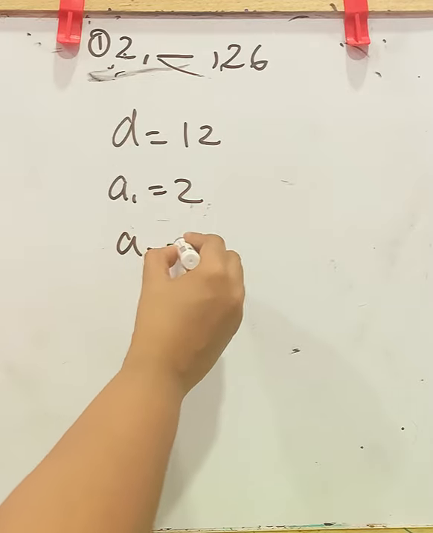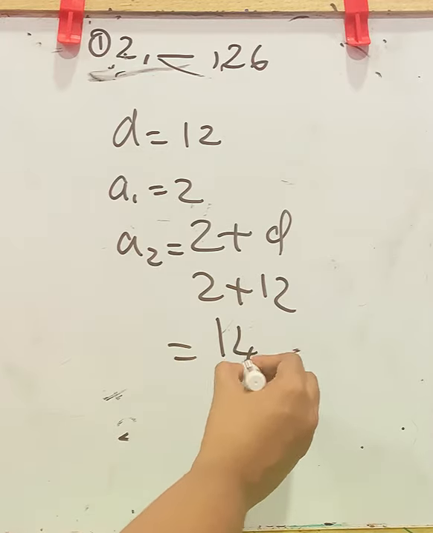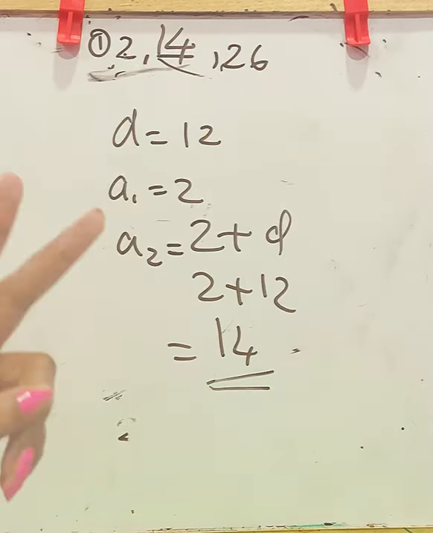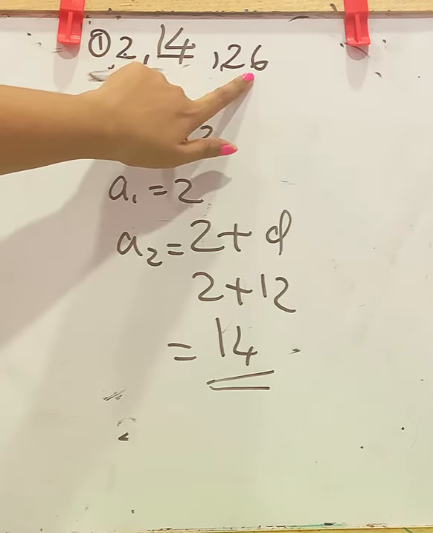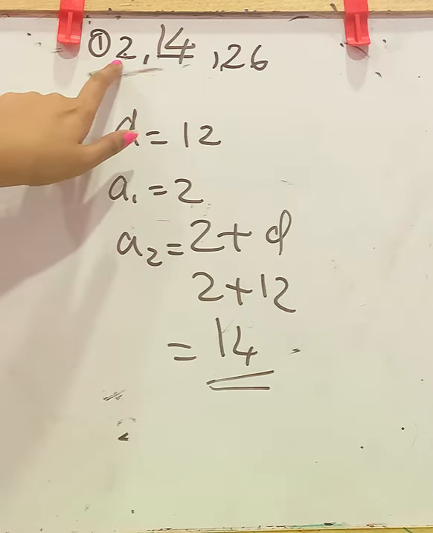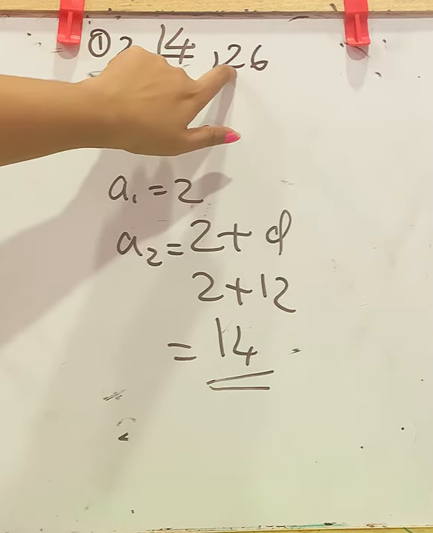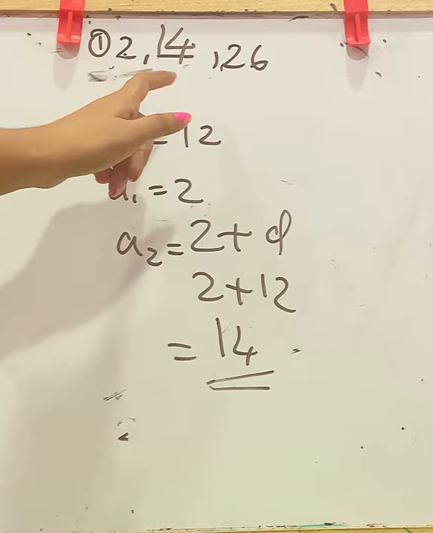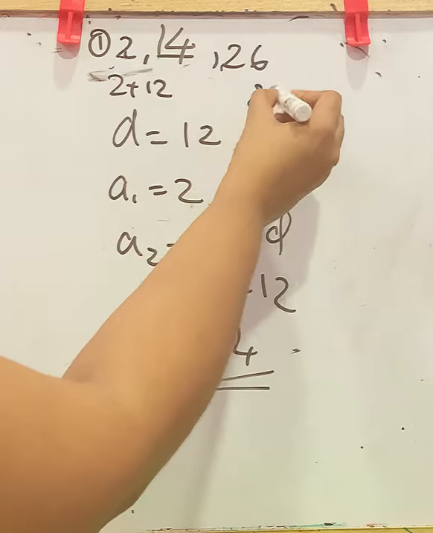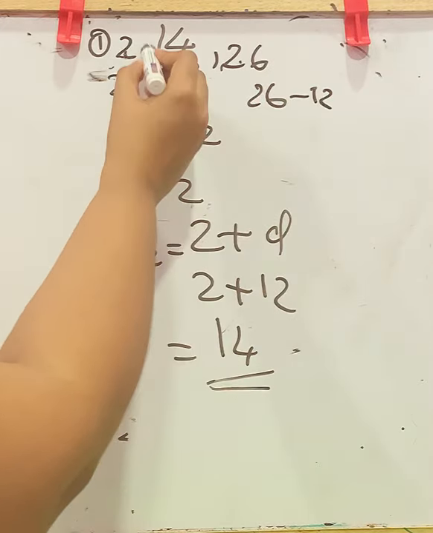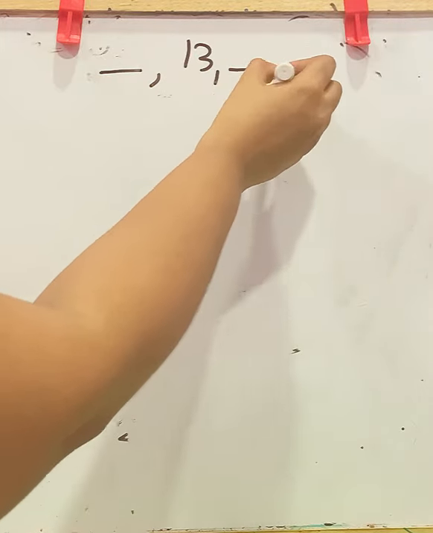So a2 will be 2 plus d, that is 2 plus 12. Answer is 14. Here the missing term is 14. Two ways you can find this missing term here. We have preceding number and we have succeeding number. Either you can add d to the preceding number and you will get this term, or you can subtract d from the succeeding number, then also you will get this term. Either you can add d to this, or you can subtract d from this, then also you will get the same value.